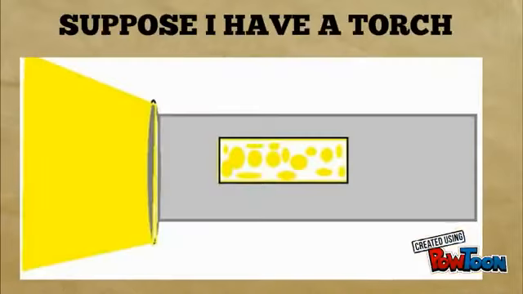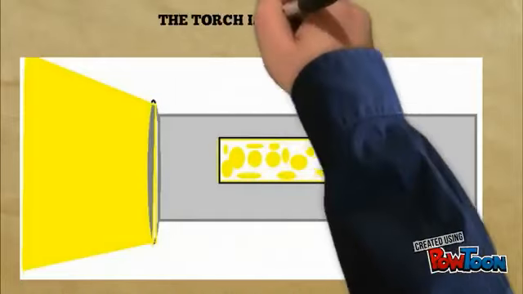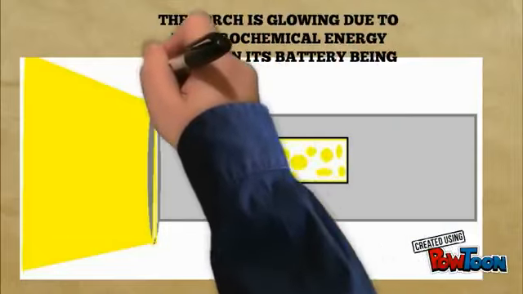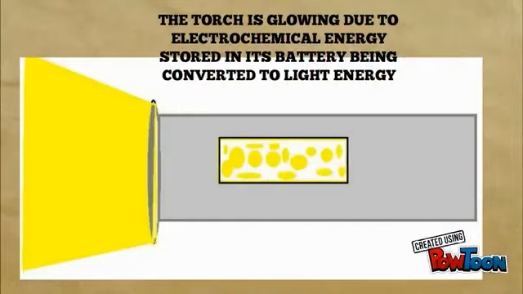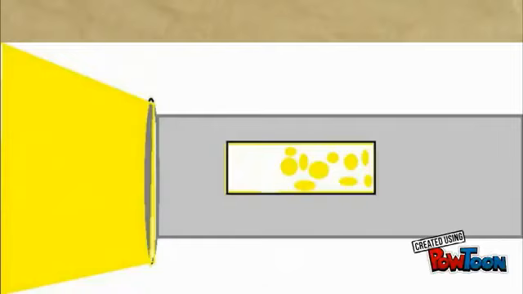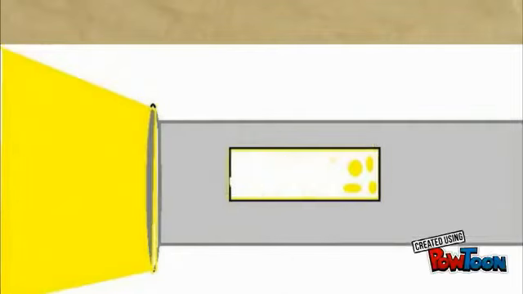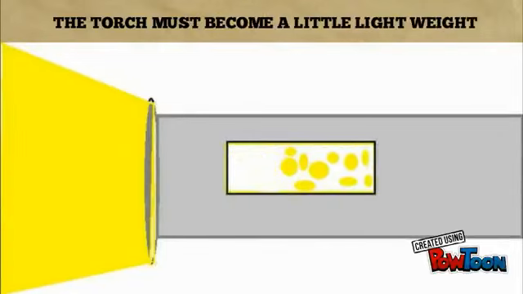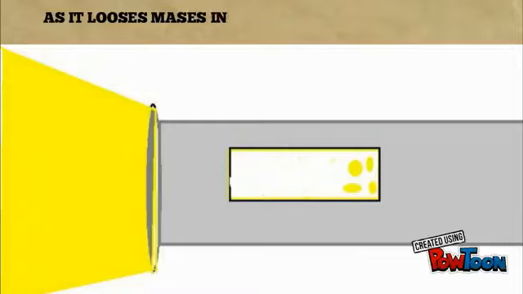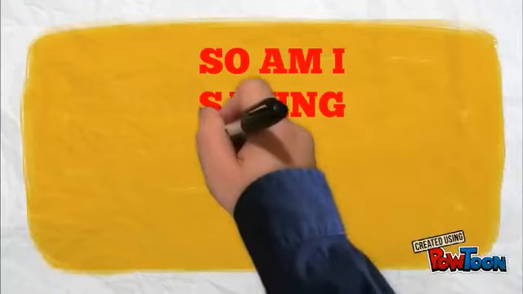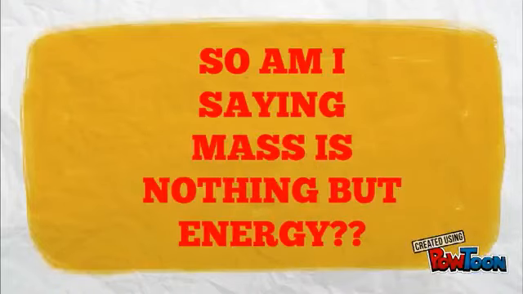Okay, let's take another analogy. Suppose I have a torch with a battery in the middle shown by yellow dots. The torch is glowing due to electrochemical energy stored in its battery being converted to light energy. Let's see how it happens. As the torch glows, the battery starts decaying and the electrochemical energy starts depleting and changing into light. The torch must become a little lighter as it loses mass in the form of electrochemical energy. So am I saying mass is nothing but energy?